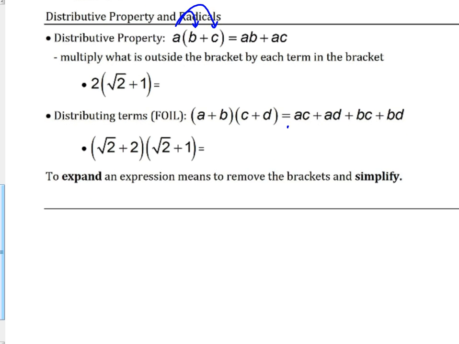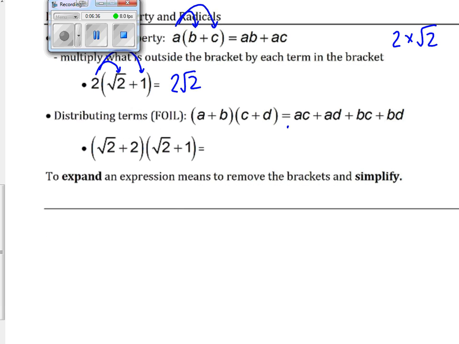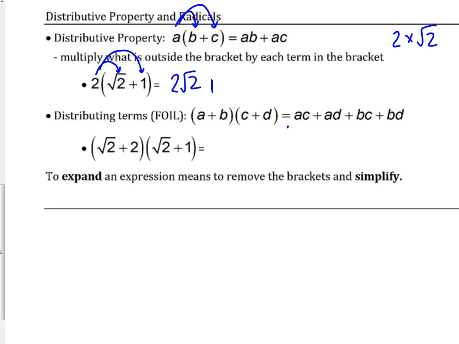Okay. So distributive law, if I want to bring the 2 inside, the coefficient of 2, multiply what is outside the bracket by each term in the bracket. 2 times root 2, what does that equal? How would you write that? You would write that as 2 root 2, because you only really combine coefficients with coefficients, radicals with radicals. Okay, so what is 2 times 1? Just 2. So 2 root 2 plus 2. Did that make sense? Sort of?